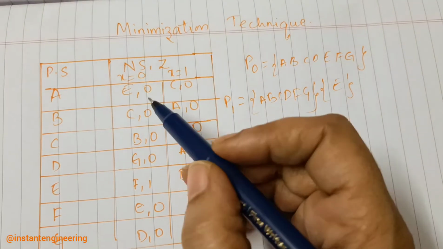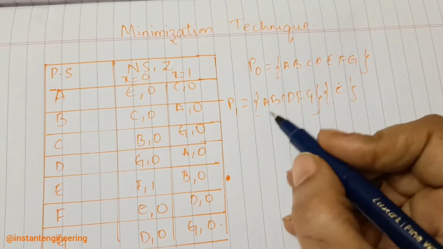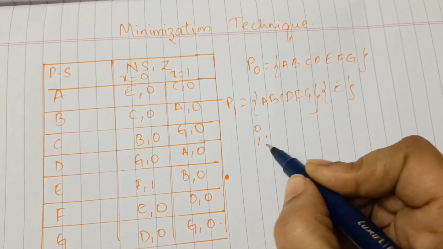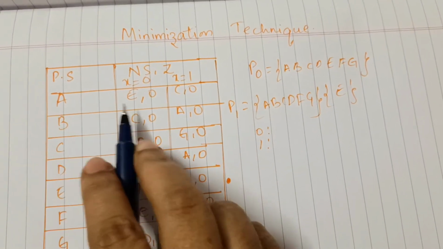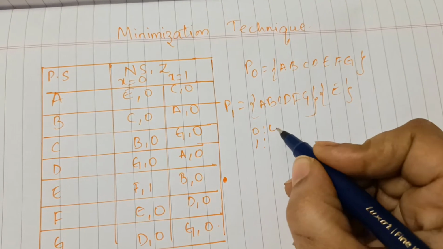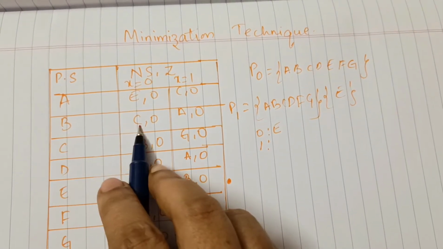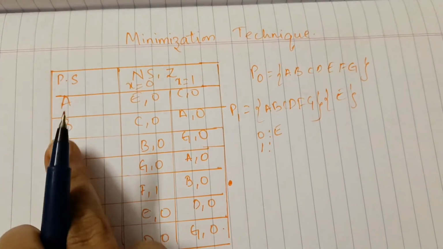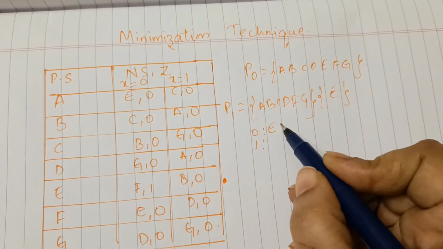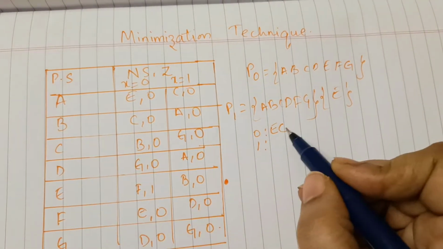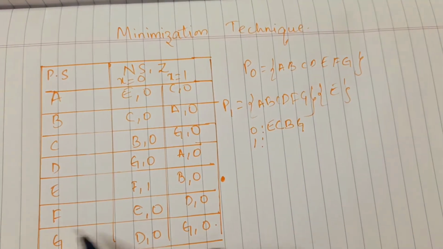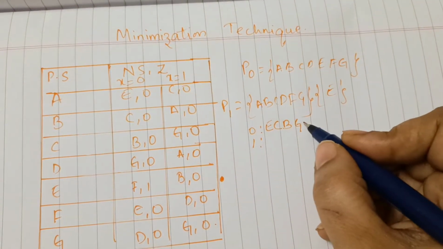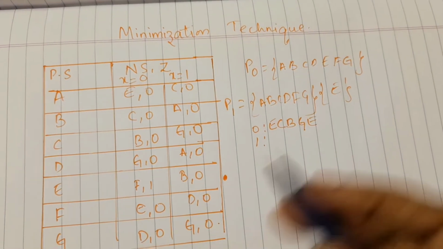Now for this we will see. Here we are having two conditions, 0 and 1. Just write 0 and 1. For the 0 value, A is becoming E. B is becoming C. Only for 0 I am doing. C is B. D is G. F is E. And G is D.